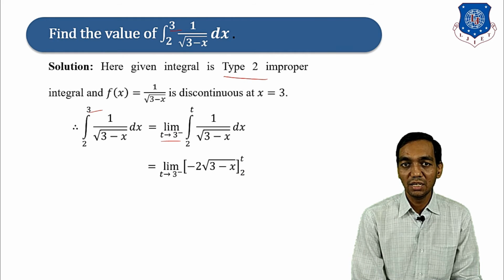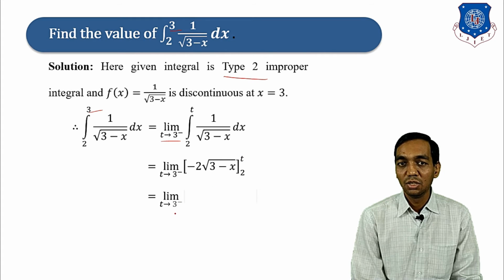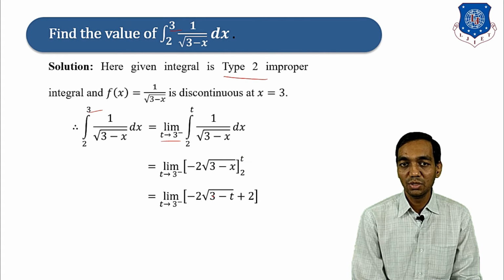Here we are using the integration of (a minus x) raised to n. So (a minus x) raised to n has the integration (a minus x) raised to n plus 1, upon n plus 1 into minus 1. If you put the upper limit and lower limit, then you will have minus 2 times the square root of 3 minus t plus 2. Now put the limit t tends to 3, then this term is going to be 0. So your answer is 2. Okay, this is a finite value, so this integration is convergent.